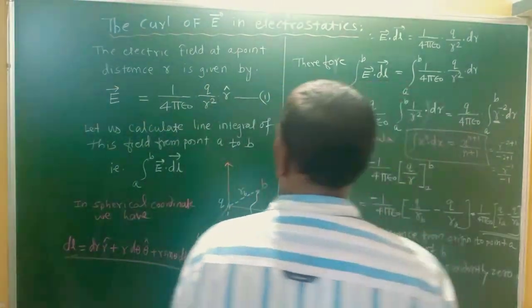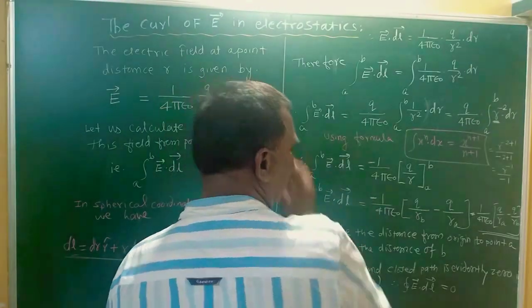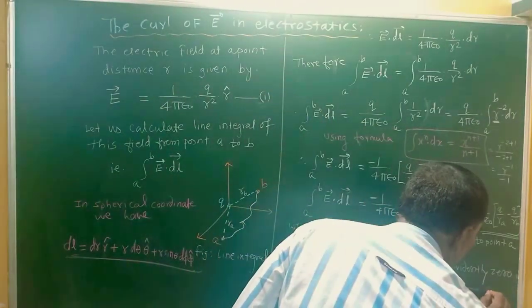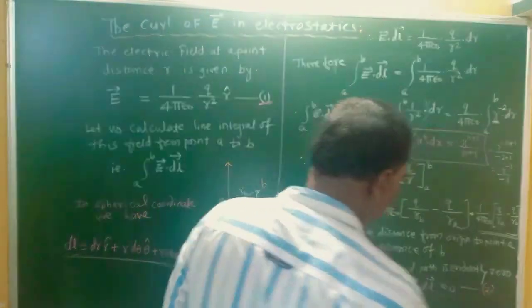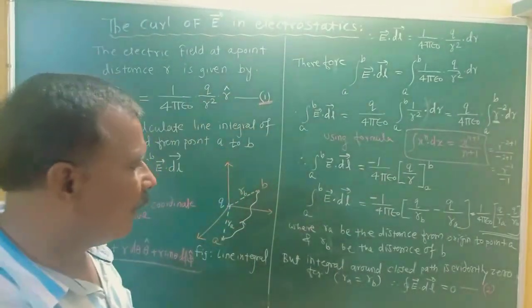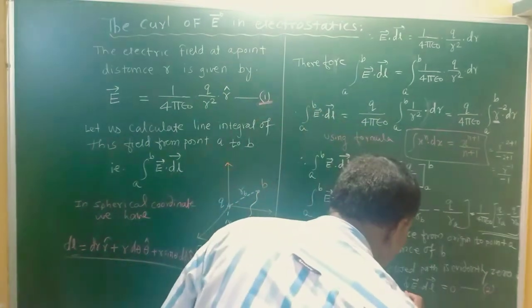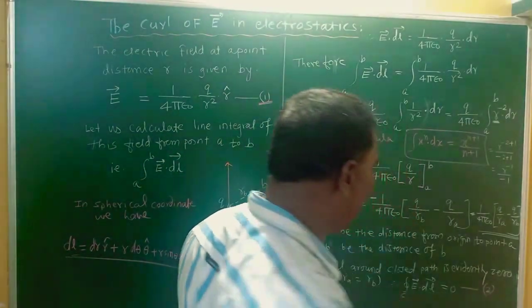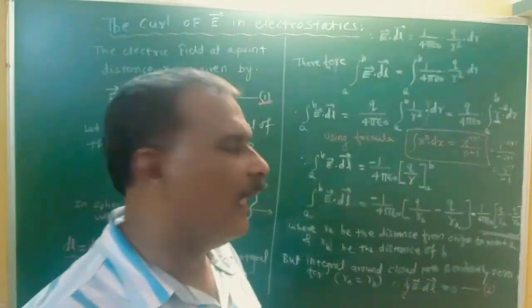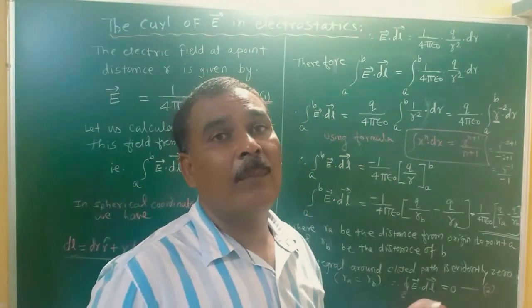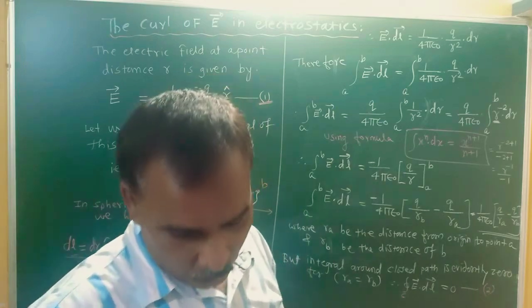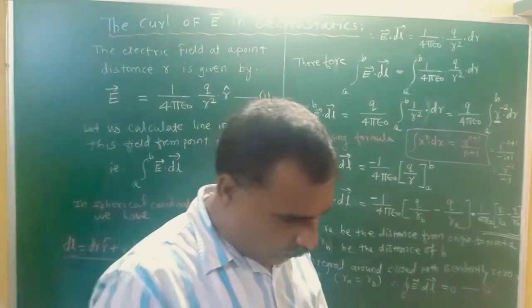This is equation number 1, this is equation number 2. E bar dot dl bar is equal to 0, meaning that the line integration over a closed path of E bar dot dl bar is equal to 0, using Stokes theorem.